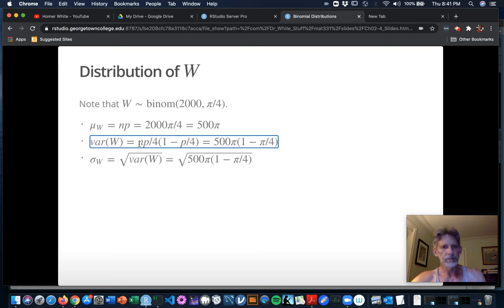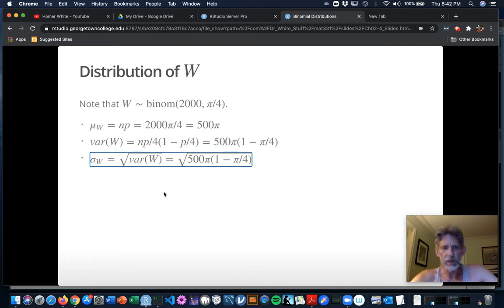I don't know why there's over 4s here. There shouldn't be. It's just n times p times 1 minus p. So that would be 2,000 times pi over 4, which is 500 pi. Then the 1 minus p is 1 minus pi over 4. So sorry about those typos there. I'll take the over 4s out in the final version. The standard deviation is the square root of the variance, so square root of 500 pi times 1 minus pi over 4. All very great, well and good.